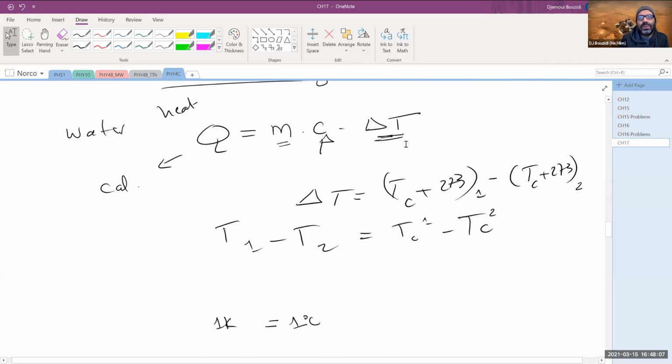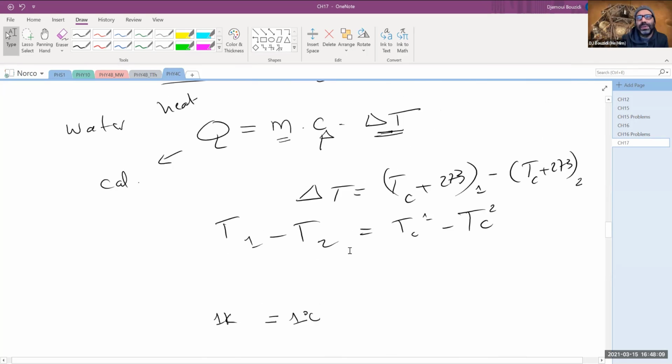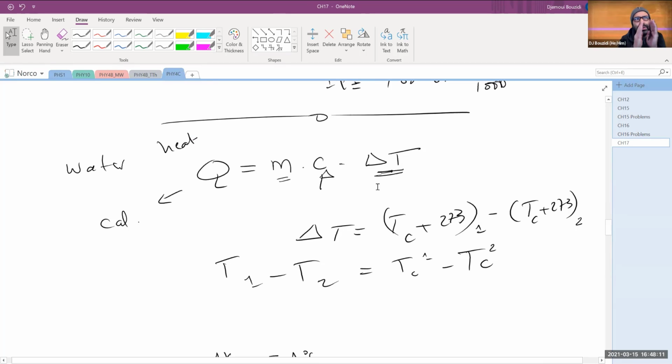Because it's a difference in this case, you don't need to convert, because it's the difference between the two temperatures. So this basically defined for me the calorie. What I say in this case is this is in calories, this is in grams, and this is in degrees Celsius, if you wish. It doesn't matter. In Kelvin, it's the same thing.